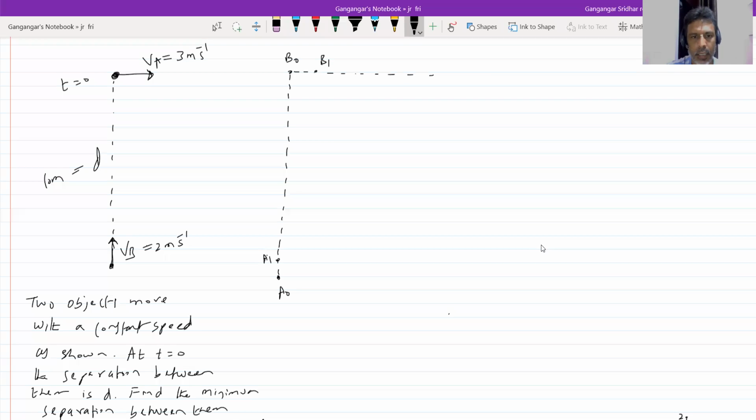B1. Next, A2, B2. This will be A3. Rough diagram, not up to scale. A4, B4, A5, B5. Finally, A6, B6. Just some time intervals, we assumed it.